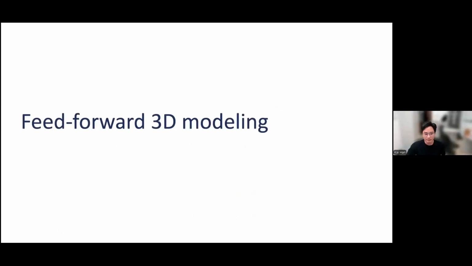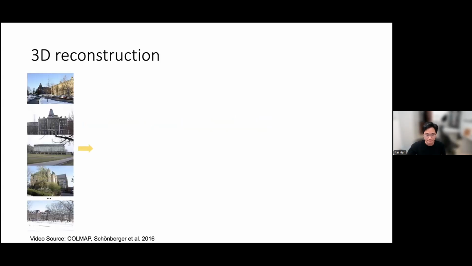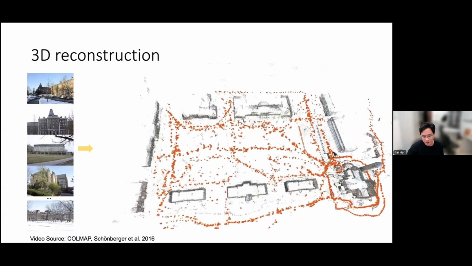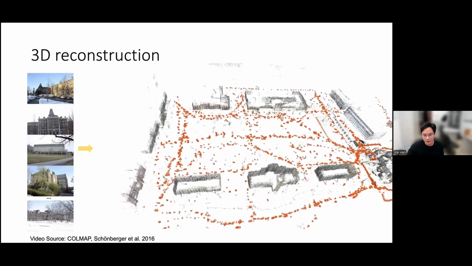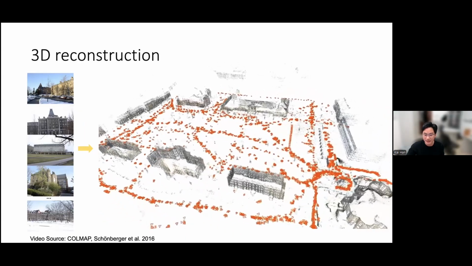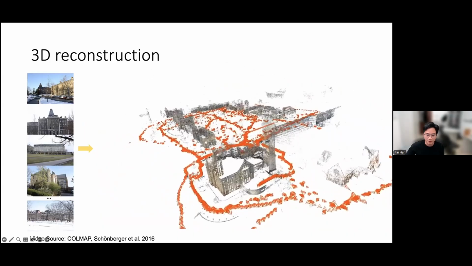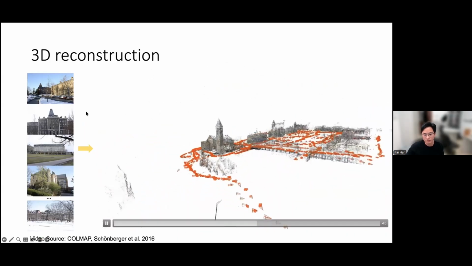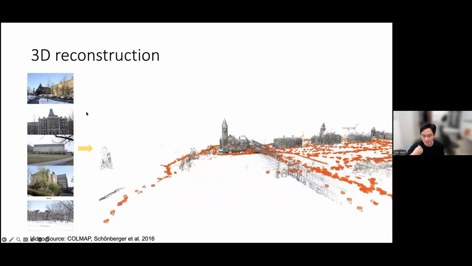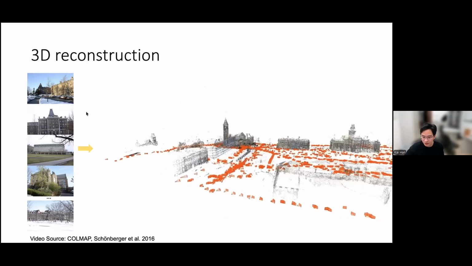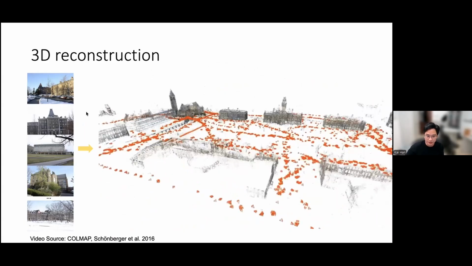Right. Then we move to the feed-forward 3D modeling part. For 3D reconstruction, we take a set of images, and previously we used structure-from-motion type techniques. A primary example is COLMAP. So this is one example by COLMAP. We can get the sparse reconstruction of the point cloud using many images.